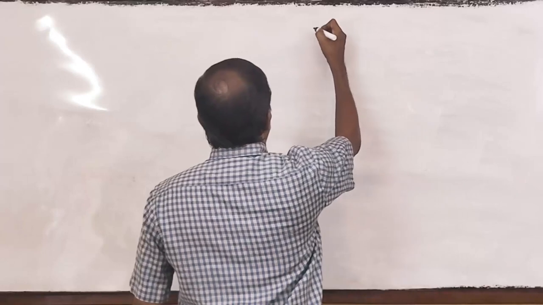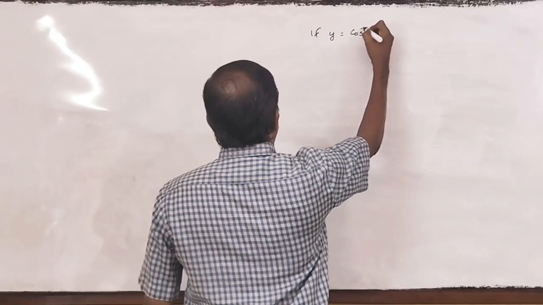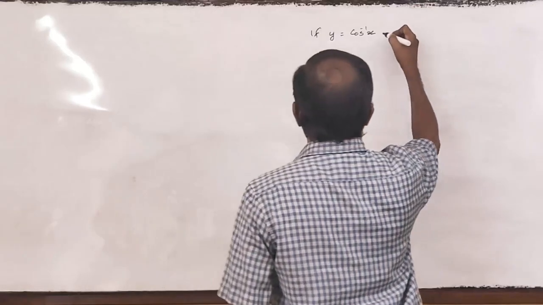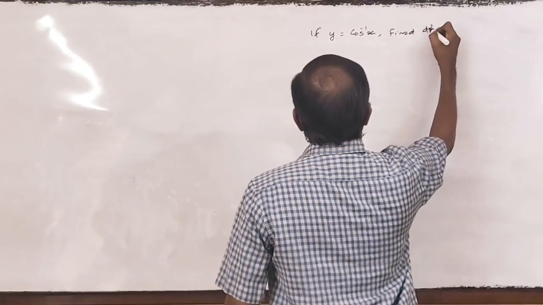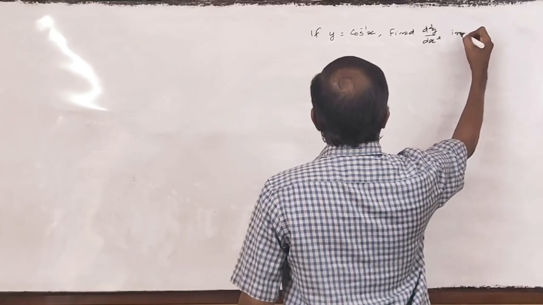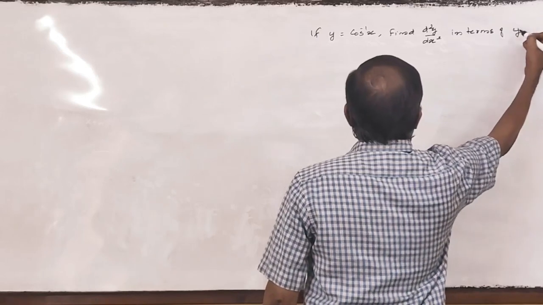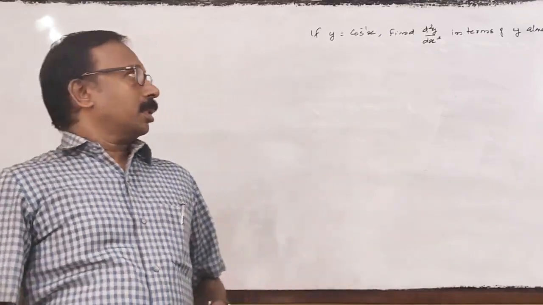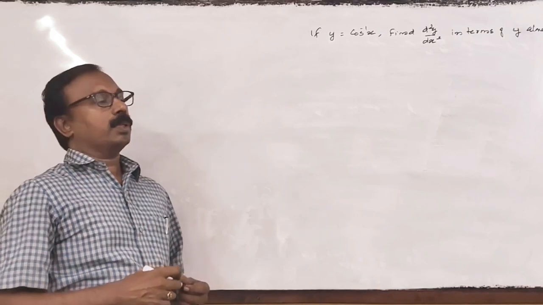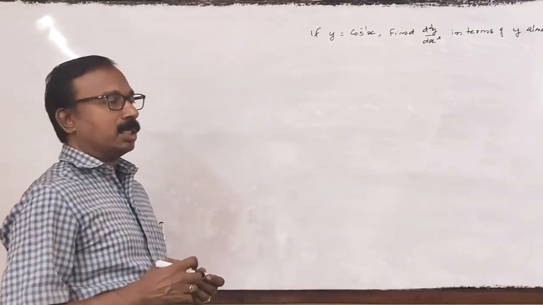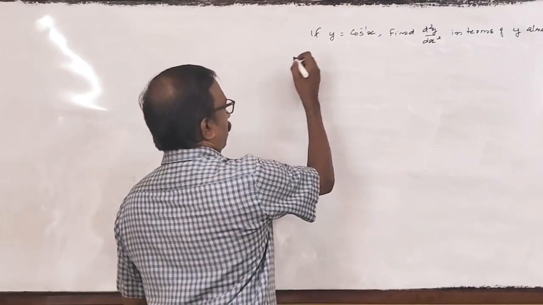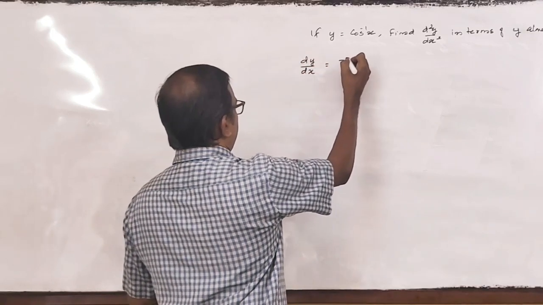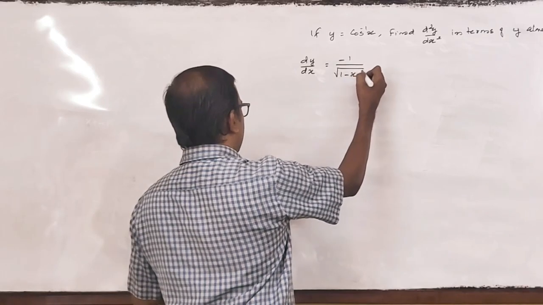Next question. If y is equal to cos inverse x, find d square y by dx square in terms of y alone. That means the resulting function will contain only the variable y. And differentiating, dy by dx is equal to minus 1 by root of 1 minus x square.